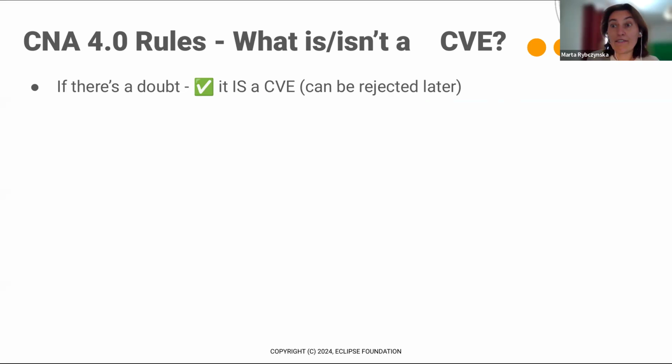And finally, if you are unsure whether this one should get a CVE or not, then let's assign a CVE for this one. We can reject it later. There's a process of rejecting a CVE. So when we finally realize that there's no vulnerability, we can reject the CVE instead of rejecting the report.